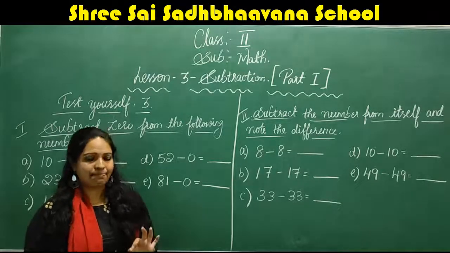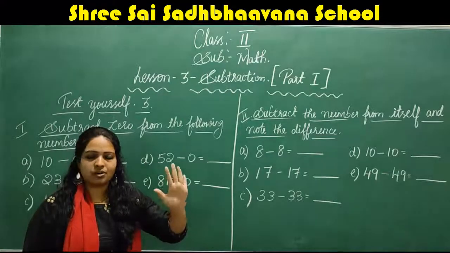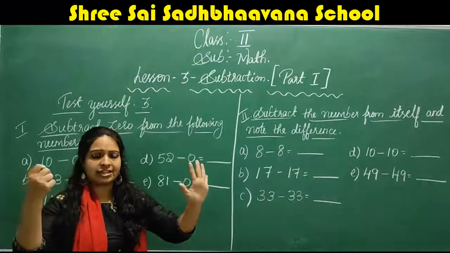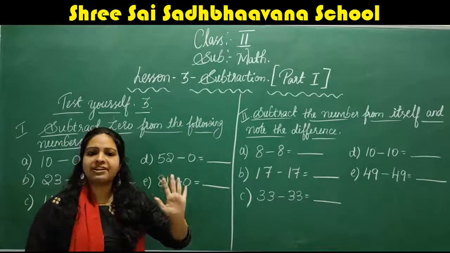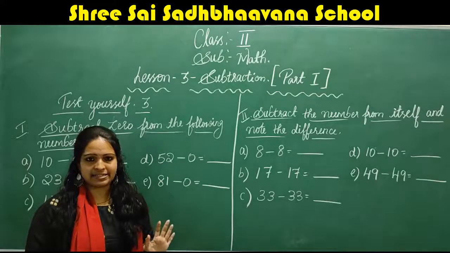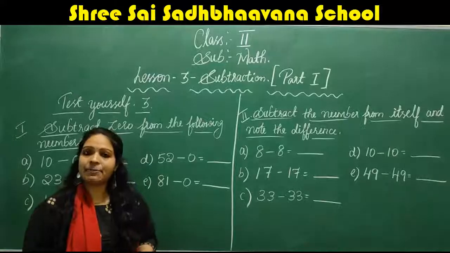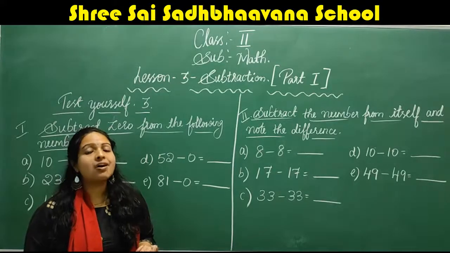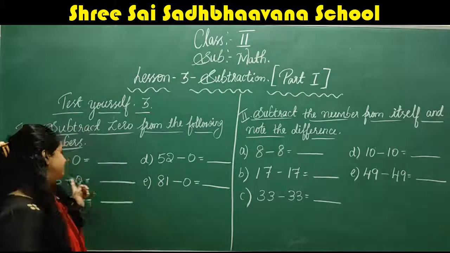When you are subtracting 0 from any number, you will get the same number as the answer. Example, 5 minus 0 is 5. 5 means how much? 5. 0 means nothing. So when you are minusing 0 from 5, you will get 5 as the answer. 10 minus 0, 10. 20 minus 0, 20. 100 minus 0, 100. So now let us move on to the first main.